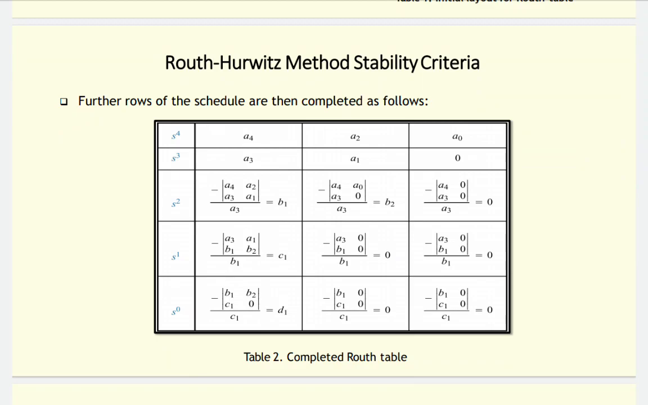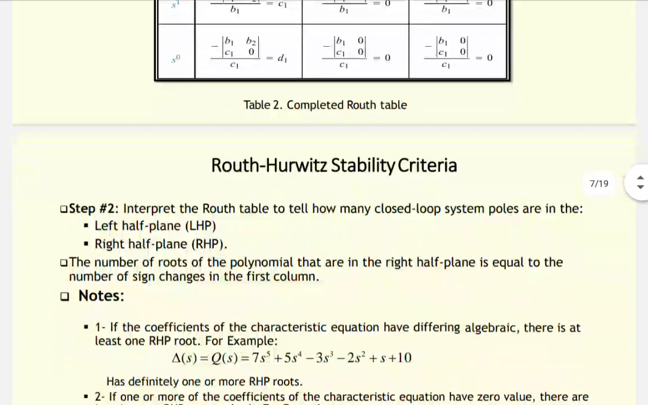Similarly, the next element will be minus of determinant B1 0 C1 0 divided by C1, which is equal to 0, and another element is also 0. Then we can say our Routh table is filled up or completed. This is the nature of the multiplication, but you should not violate this one, okay? Otherwise you can generate the wrong result.